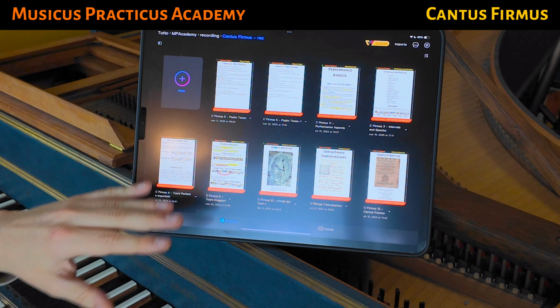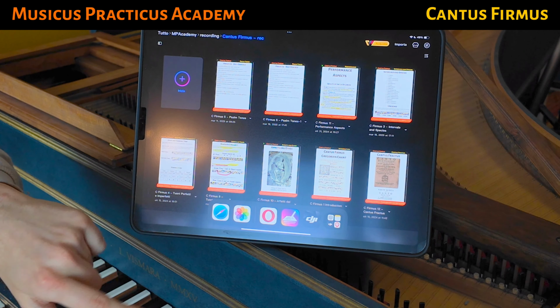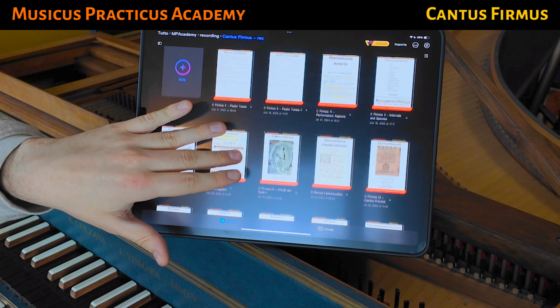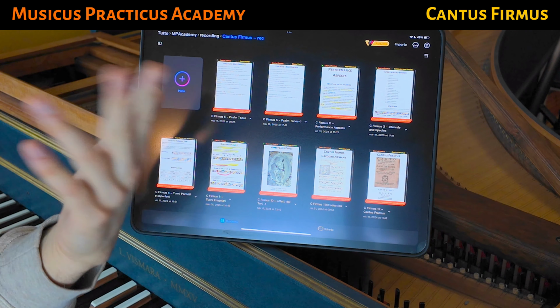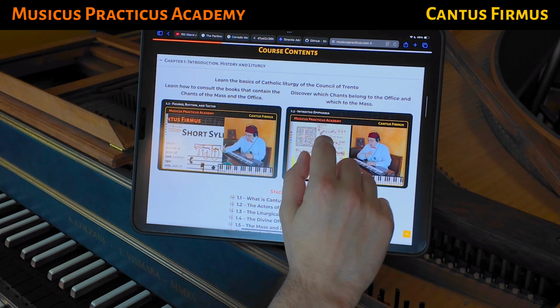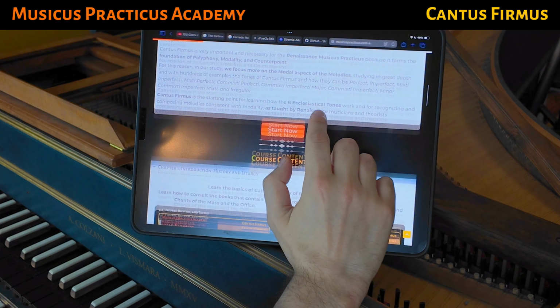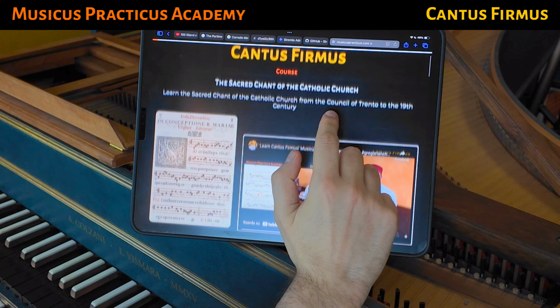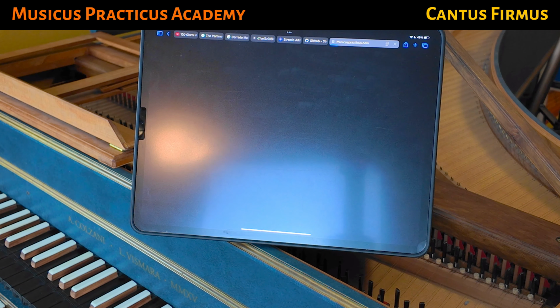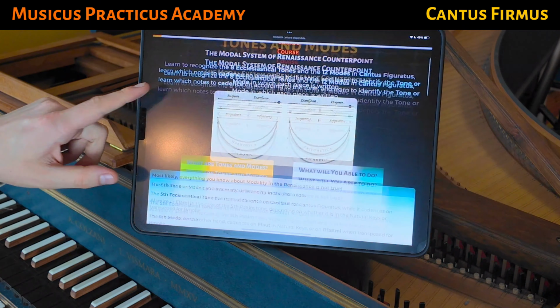This is important because you'll study this in chapter 8 of the tones and modes level, so the last level of the Renaissance up to now, because then there will be even counterpoint. Now you are in course contents, in this level, which is the Cantus Firmus one. So we are going to tones and modes, the fourth level, quartus tonus I was saying.